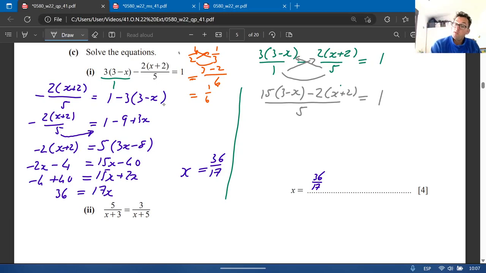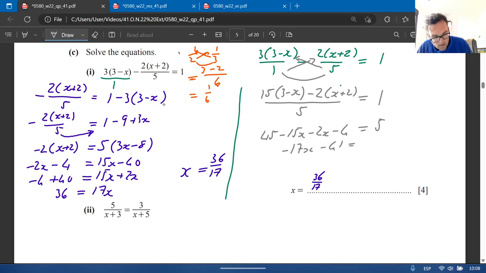Maybe this method is a little bit easier, right? Now we can take that 5 that's the bottom, multiply it on the other side. So that will be 5 times 1 is 5. And we can expand the brackets at the top. 15 times 3 being 45. 15 times minus x is minus 15x. Minus 2 times x is minus 2x. Minus 2 times plus 2 being minus 4. Minus 15x minus 2x is minus 17x. 45 minus 4 being 41.